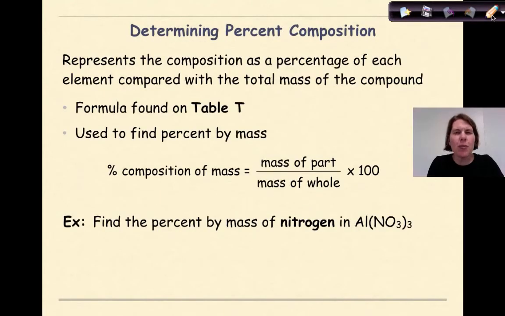Let's talk about determining percent composition. Percent composition represents the composition as a percentage of each element compared with the total mass of the compound. Usually if you get a question like this on the Regents exam, they're going to ask for the percent composition of one particular element or water, and we'll talk about hydrates in a minute. The formula for percent composition is found on Table T, so it is nothing that you need to memorize.